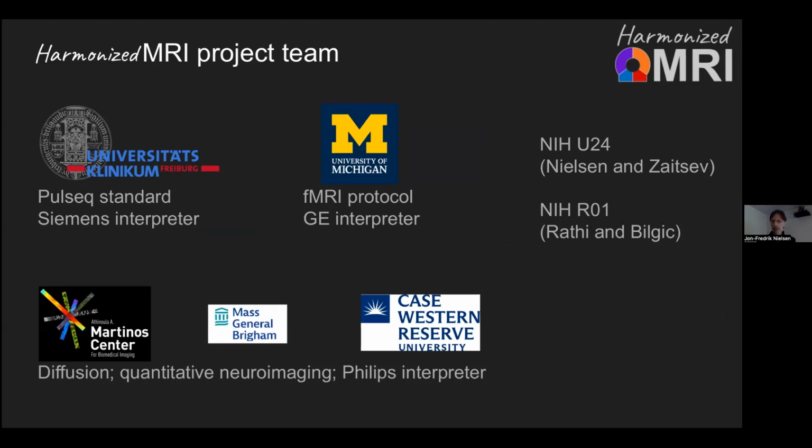So the team consists of several sites. It's Maxim Zaitsev's group at Freiburg, who of course developed the Pulseq standard and are managing the Siemens interpreter. And there's our group. We developed the fMRI protocol and the GE interpreter. And there are folks here in Boston and Case Western. I should probably have more logos here. There are so many sites, and I'm still learning what they are. Here in Boston, they work on applications like diffusion and quantitative neuroimaging, and also the Philips interpreter. And the funding at the moment comes from these two grants.